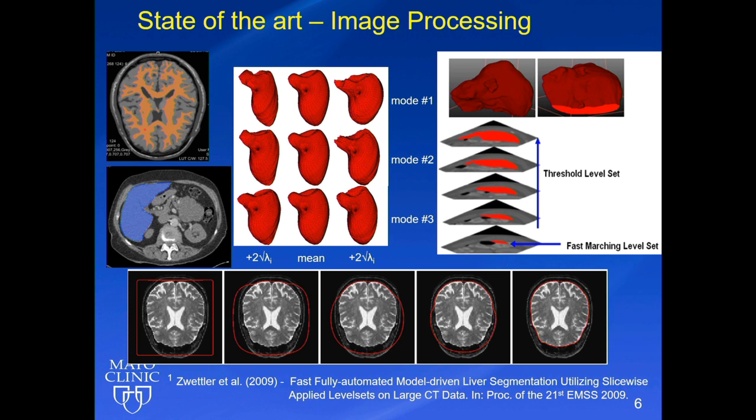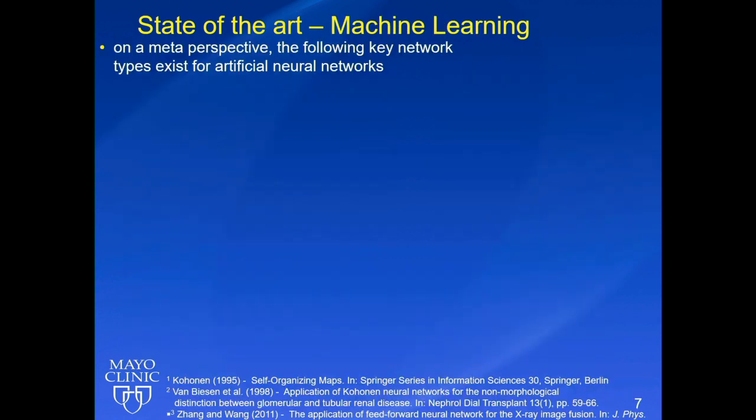A work of mine in the past, some 10 years ago: slice-wise processing of CT data of the liver with fast marching level sets for the initial seeds and then threshold level sets for propagation in a bottom-up and top-down approach running fully automated. Also a 3D segmentation domain like the liver segmentation, processed in a strictly slice-wise optimization approach. Well, here we see classic deformable models.